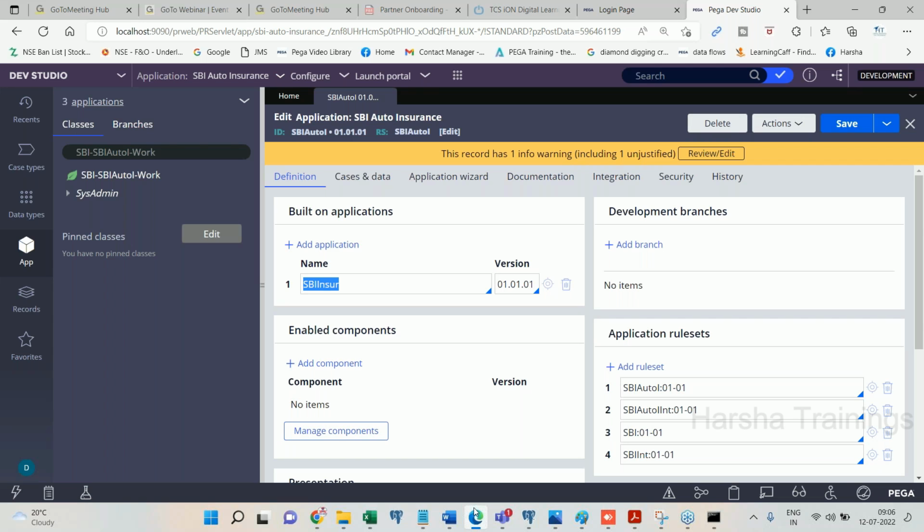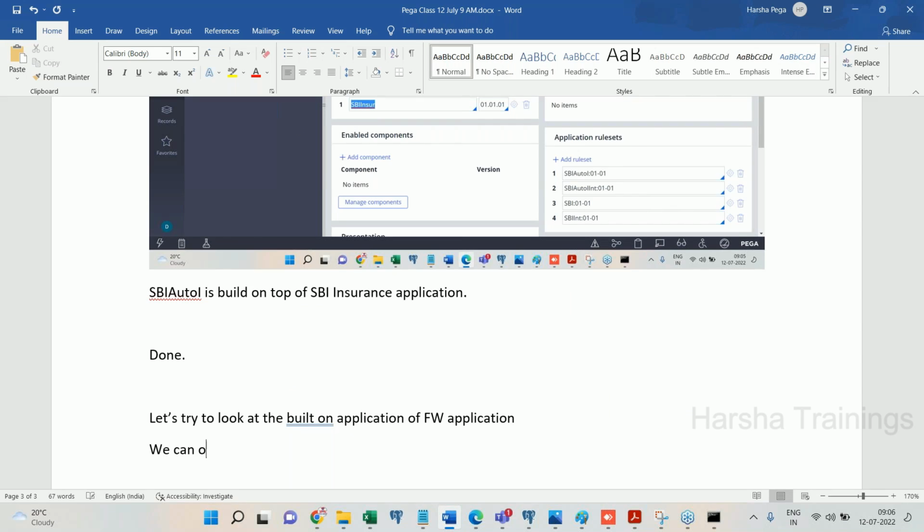Usually what you have to do is log out from here and log in with the credentials of the framework application, and there you click on application and definition. But by logging into the implementation application, you can even open the framework application definition here itself. Okay, so I'll show you how you can open it. We can open the FW application details from the implementation application itself. There is no need to log in.